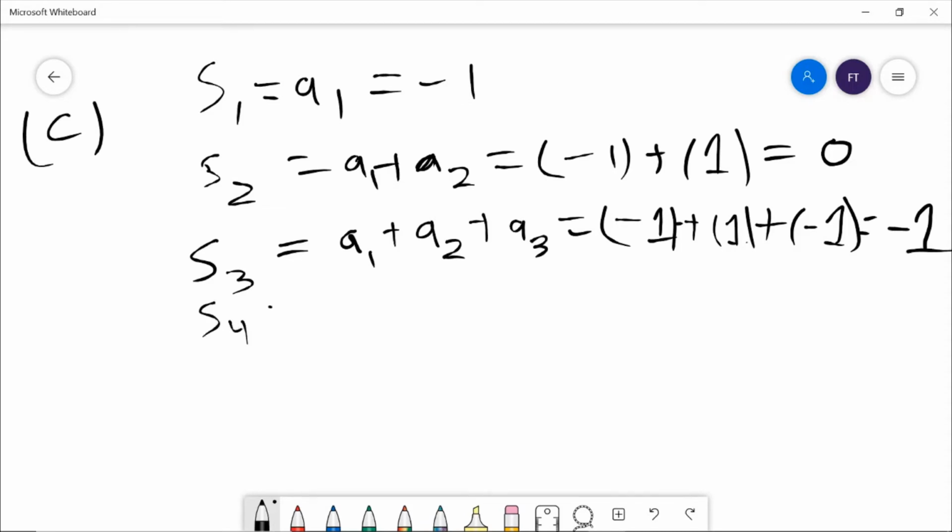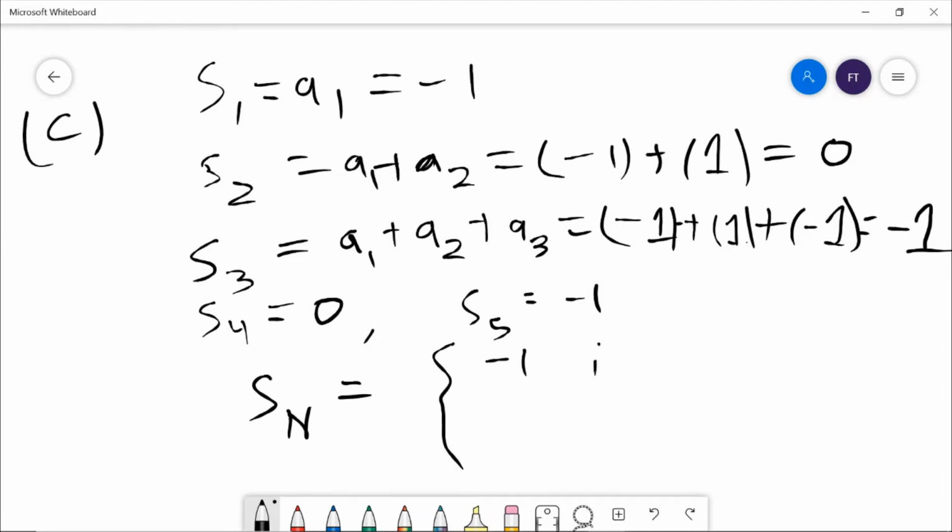And if we do this again, we can see that S4 was equal to 0, we should get S5 equals -1. And from this, we can get this pattern here, this S of n. Now, it might help to write this as a piecewise function, because what we get is S of n equals -1 if n is odd, and it equals 0 if n is even.